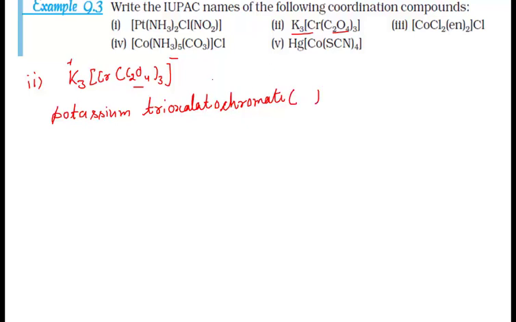So what will be the oxidation state? For potassium, how to calculate? Potassium is +1 into 3, plus chromium X, plus -2 into 3. So it comes out to be 3 plus X minus 6 equals 0. So X comes out to be +3. So we will write 3 in Roman. So this will be the complex potassium trioxalato chromate(III). Okay.